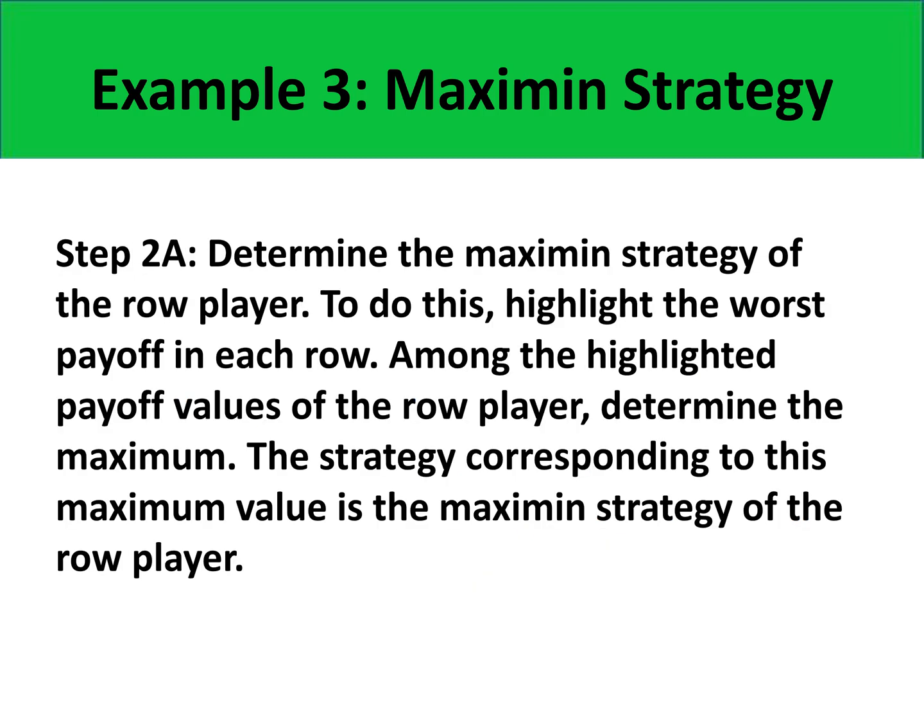The second step consists of two sub-steps. The first sub-step is to find the maximin strategy for the row player. To do this, we highlight the worst payoff in each row from the payoff matrix of the row player. Among the highlighted payoff values of the row player, determine the maximum. The strategy corresponding to this maximum value is the maximin strategy of the row player.